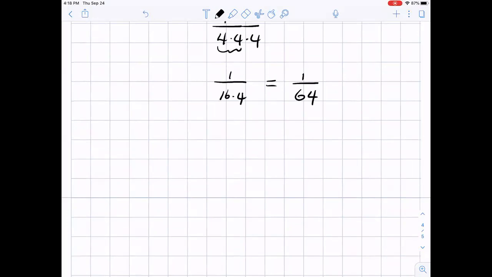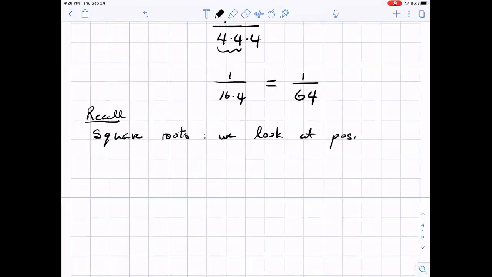Okay. We'll definitely go through more examples and see what's going on. Now, as a quick reminder, I do want to remind you at this point, because this is something we went over before, that when we look at square roots, we looked at positive numbers only, okay? And I'm still only looking, we'll continue to do this only with positive numbers until we cover the topic called complex numbers.